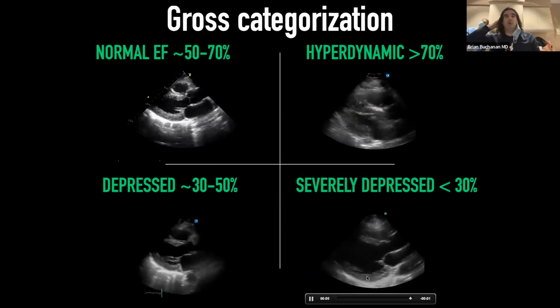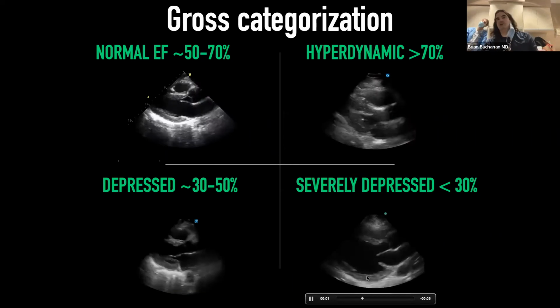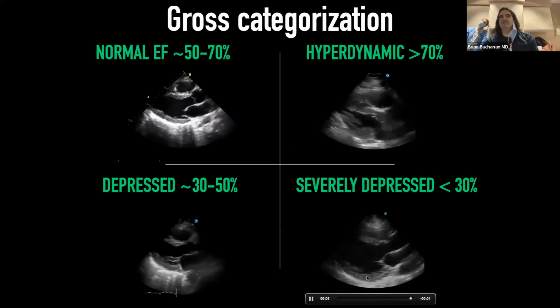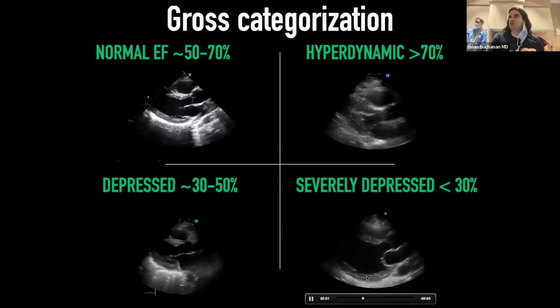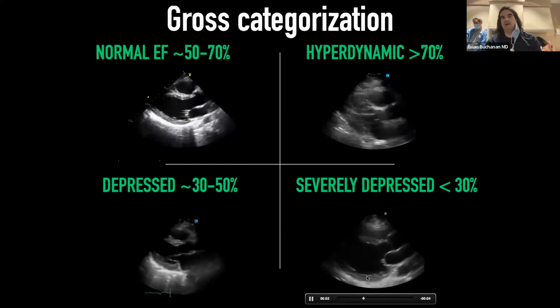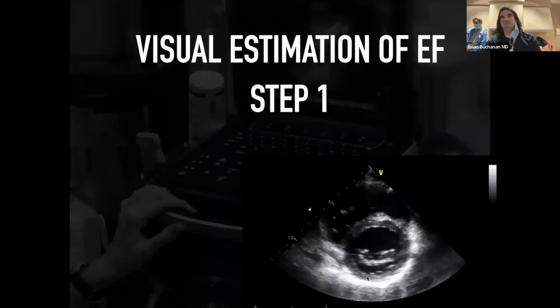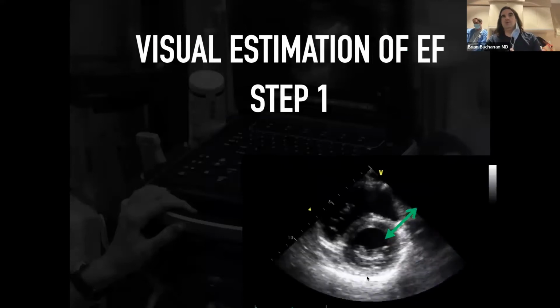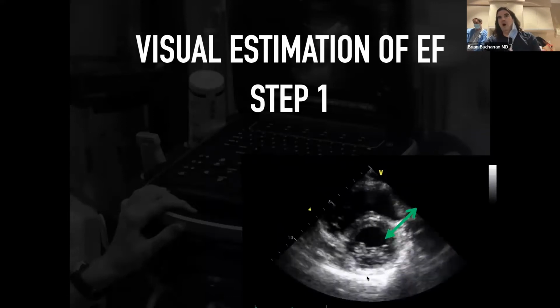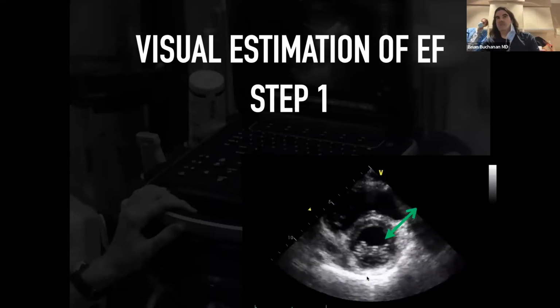So being able to classify this is arguably much more important than giving an exact EF. The other benefit of doing a quantitative EF is it allows you to track over time. So that's obviously less of our concern in the point of care world. We're more focused on, again, the point of care setting. So we'll go through a little more of looking at this visual estimation of EF, how I look at it, how many others do as well.